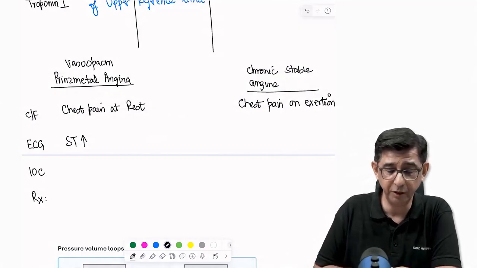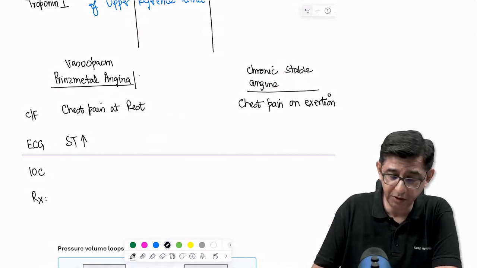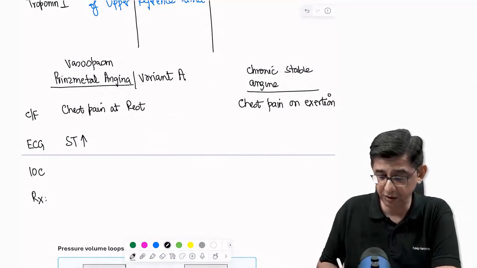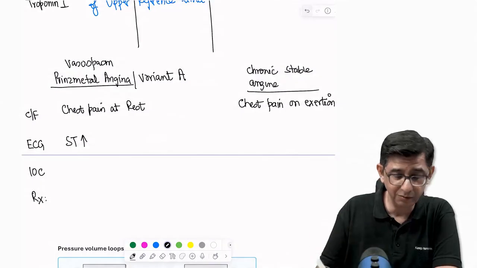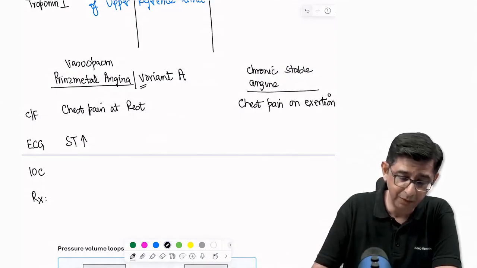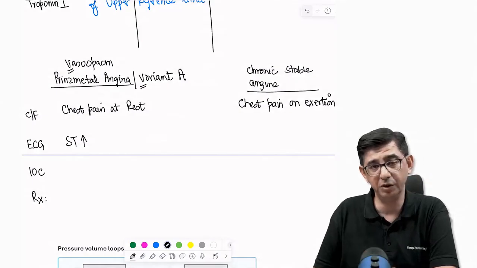All anginas have ST depression. That is why prinzmetal angina is also called variant angina. Why we call it variant angina is because this condition has a spasm. V for variant, V for vasospasm, and is the only one that has a ST elevation present.